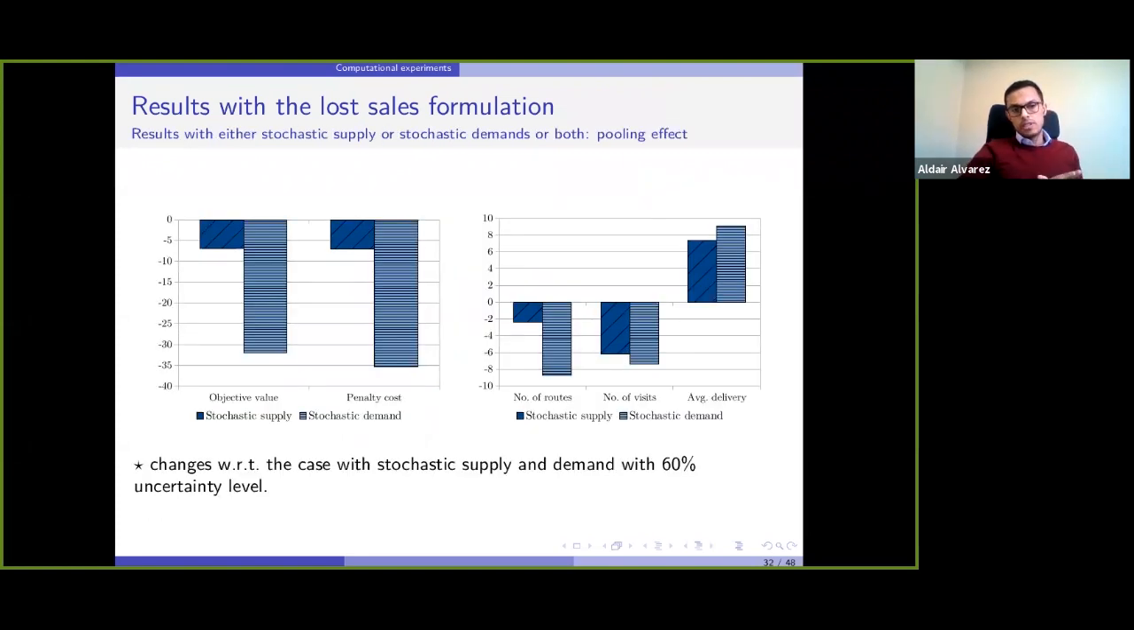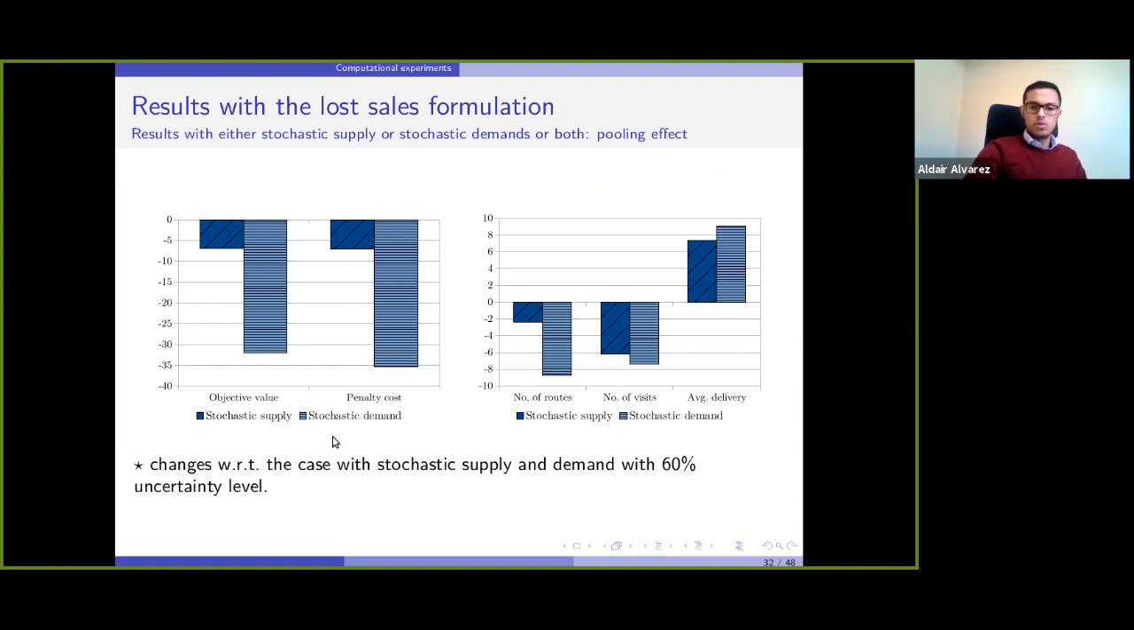And this previous experiment was with both, when we consider both supply and demand stochastic at the same time. But what happens if we consider just one of them at the same time, not both? So only stochastic supply or only stochastic demand here. And this first figure shows how much the objective value, the cost of the solution and the penalty cost goes down if we consider only one of them.